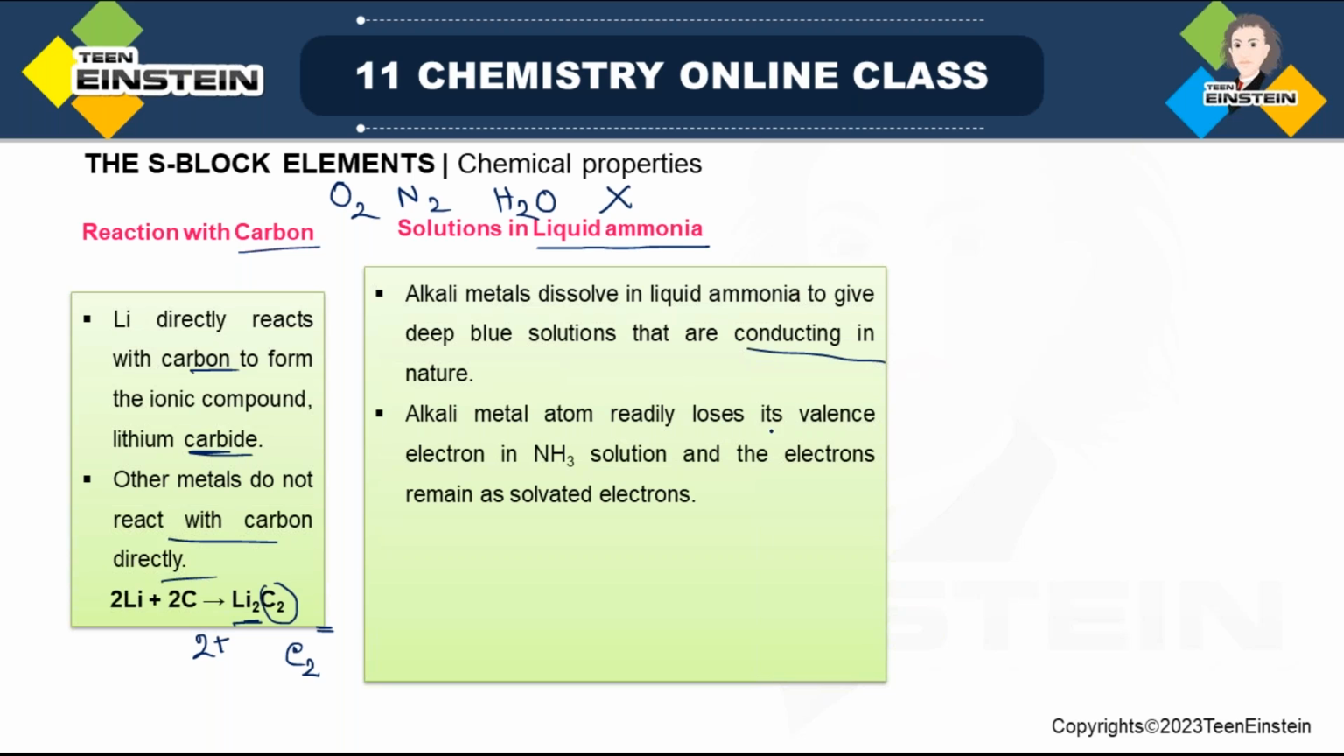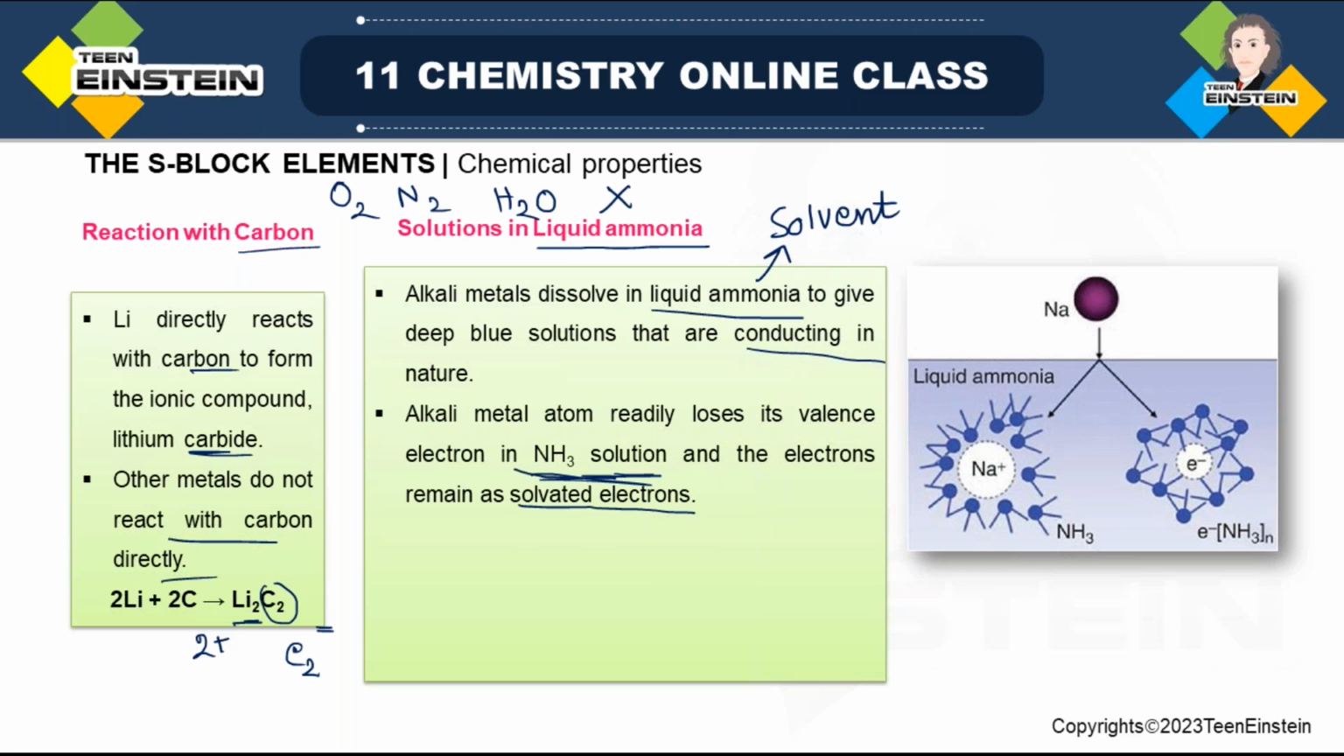Alkali metals can readily lose their valence electron, that we know. So when these electrons are removed from alkali metal in ammonia solution, what happens? Now this electron is surrounded by many ammonia molecules. As you are dissolving in liquid ammonia, liquid ammonia is basically the solvent here. As this electron is surrounded by ammonia molecules, you can consider it as solvated electrons, because surrounding the electron there are ammonia molecules. And you can consider this picture.